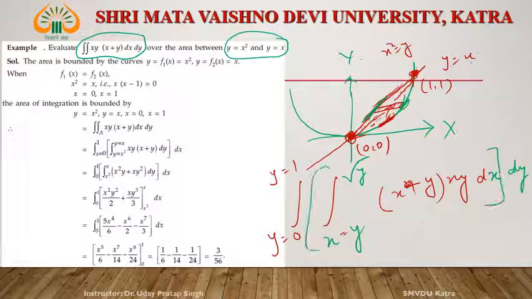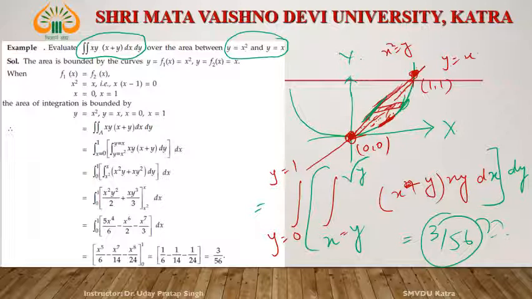Evaluate this integral. The values of both integrals are the same. This is also 3 by 56. You can evaluate it easily. Okay, this is the evaluation of the integral when the region of integration is bounded by the given curves.